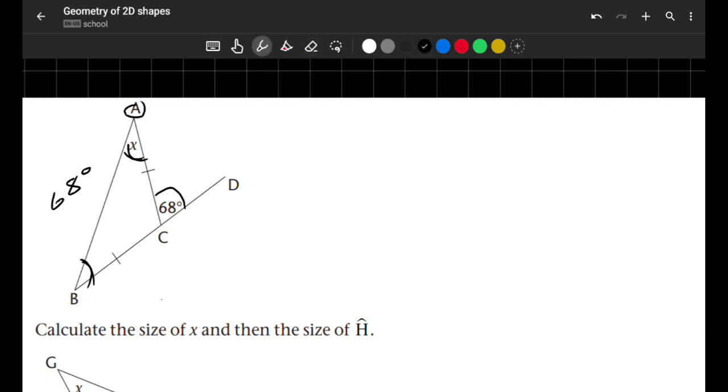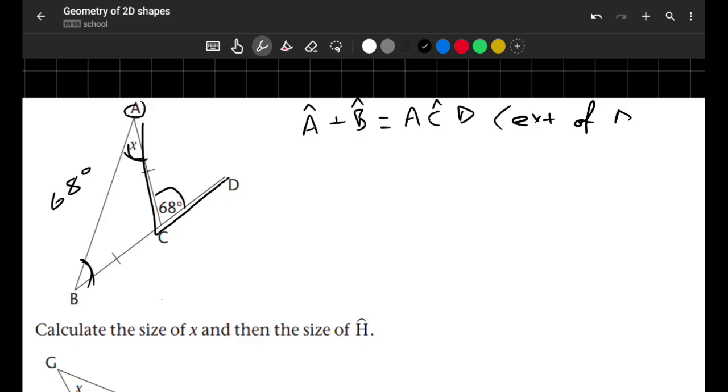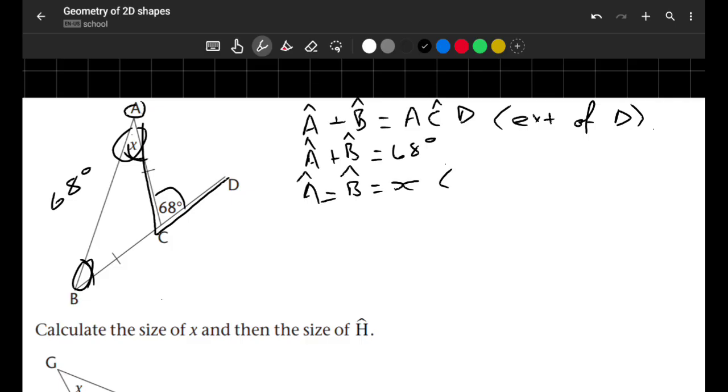So what we're going to do now is say that angle A plus angle B is equal to this exterior angle. So we're going to call it angle ACD. And the reason there, remember you must always put your reason, exterior angle of triangle. Then you're going to say that angle A plus angle B is equal to 68 degrees. You with me? Because ACD is 68 degrees. Then we come back and say that angle A is x and angle B is also x. Our reasoning then is angles in an isosceles triangle. So we're going to say angle A is equal to angle B is equal to x, isosceles triangle.